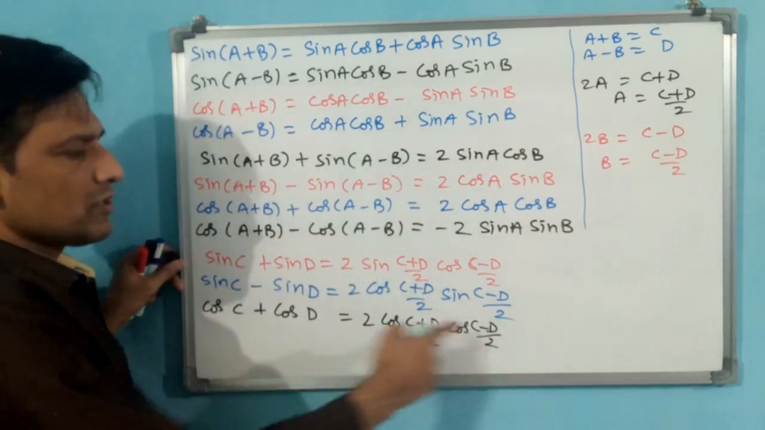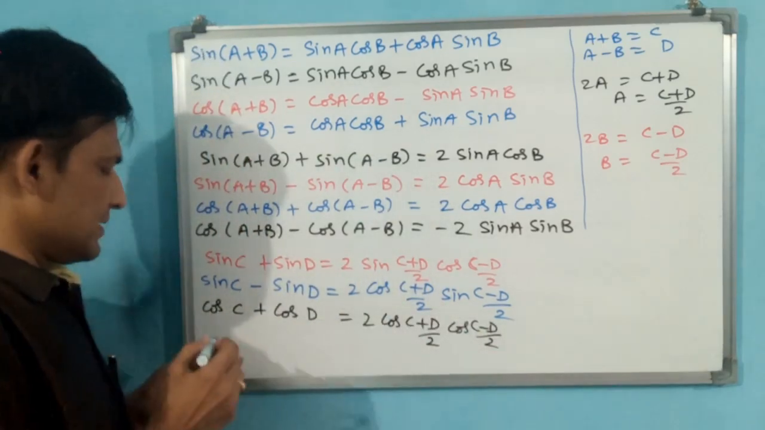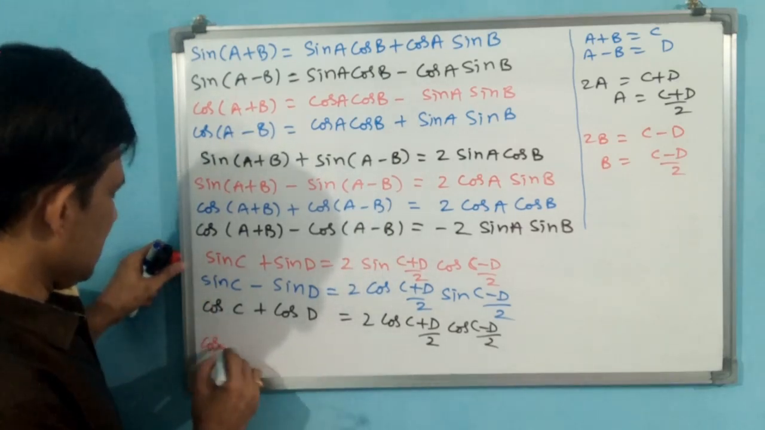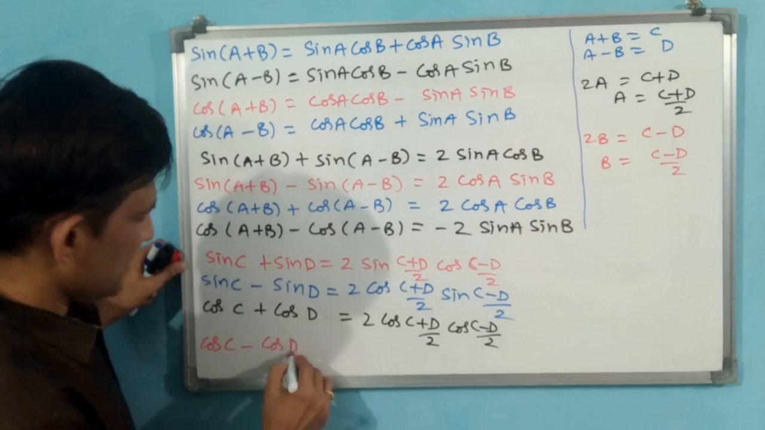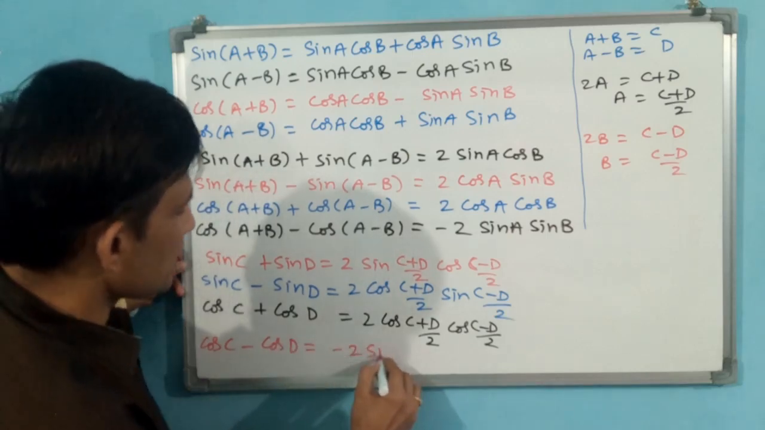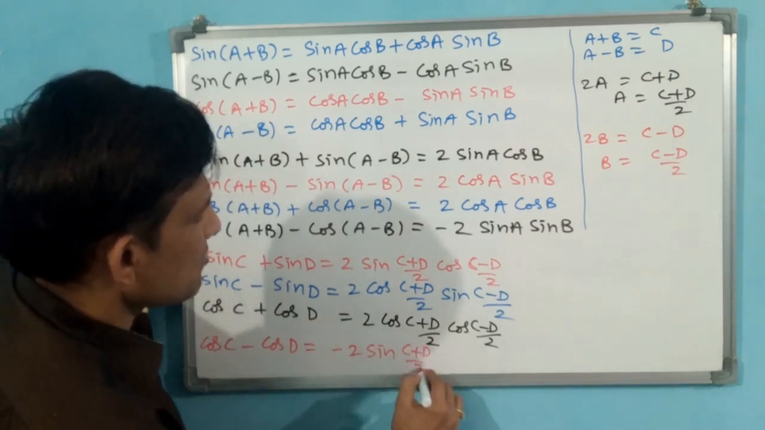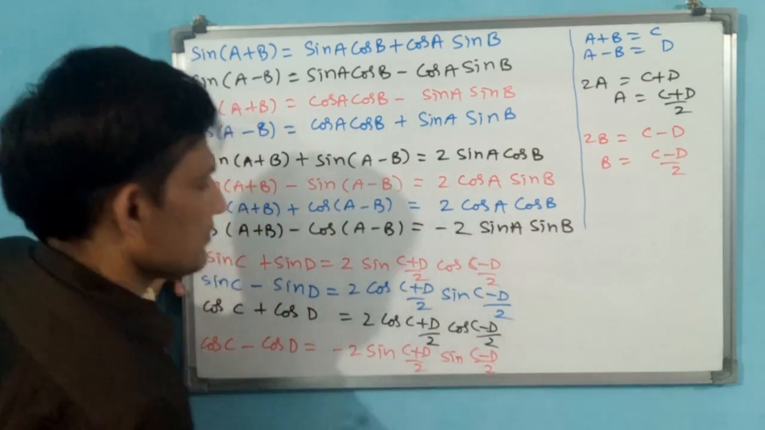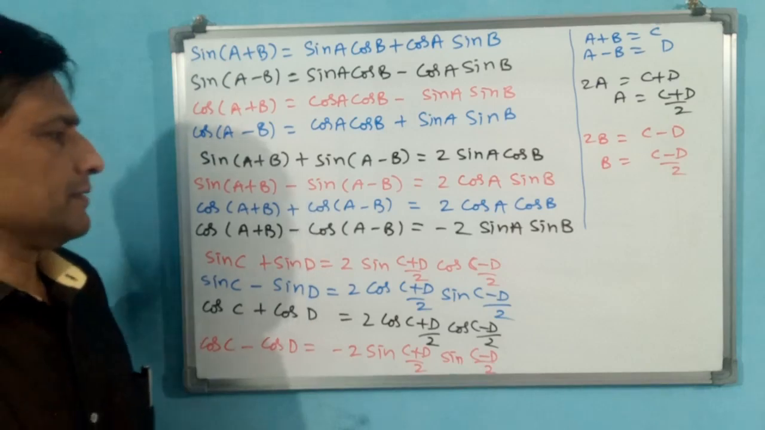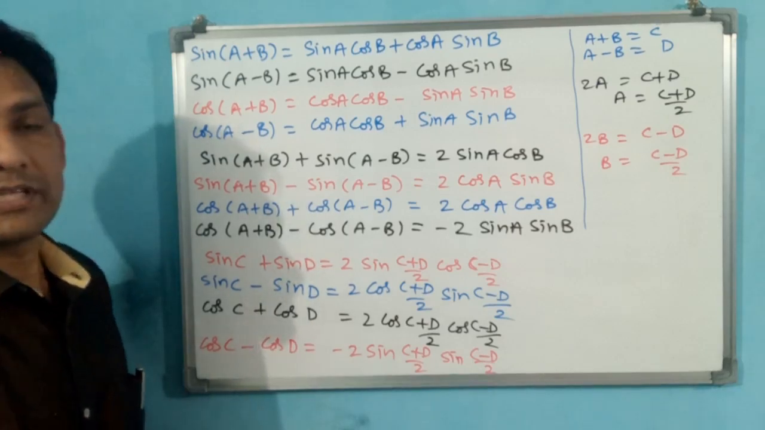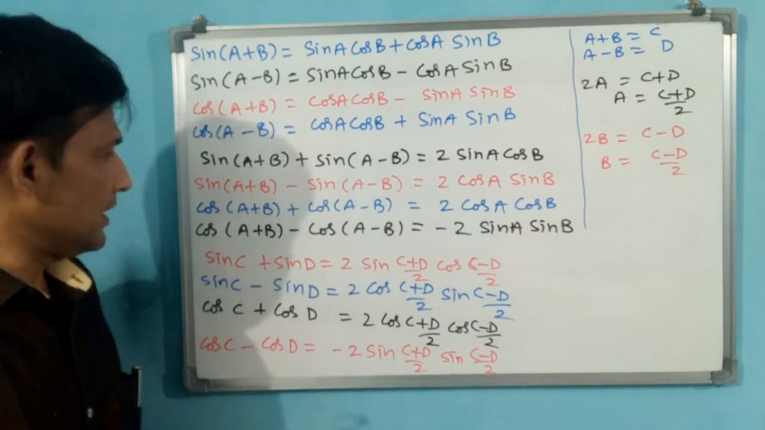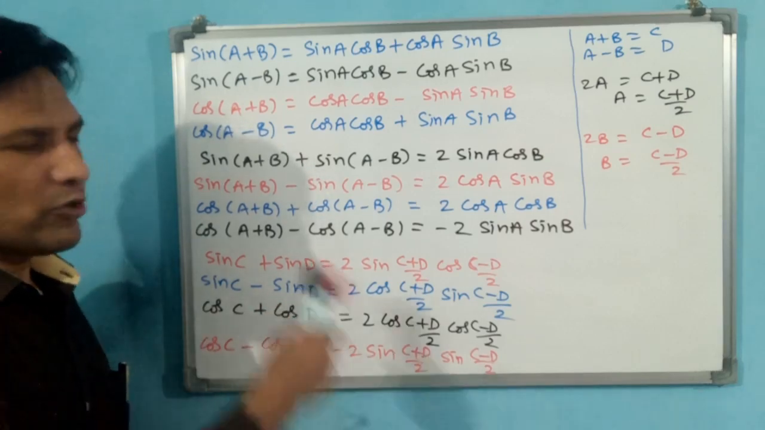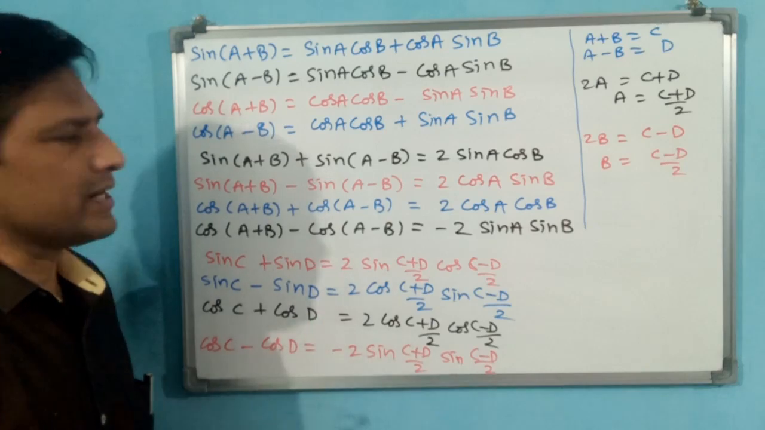See, for cos, both cos will come for plus. For minus, cos c minus cos d is equal to minus 2 sin (c plus d) by 2 sin (c minus d) by 2. Understand now? These are also very easy, but you have to remember this, because we are going to convert in exercise 7.3, trigonometric identities.